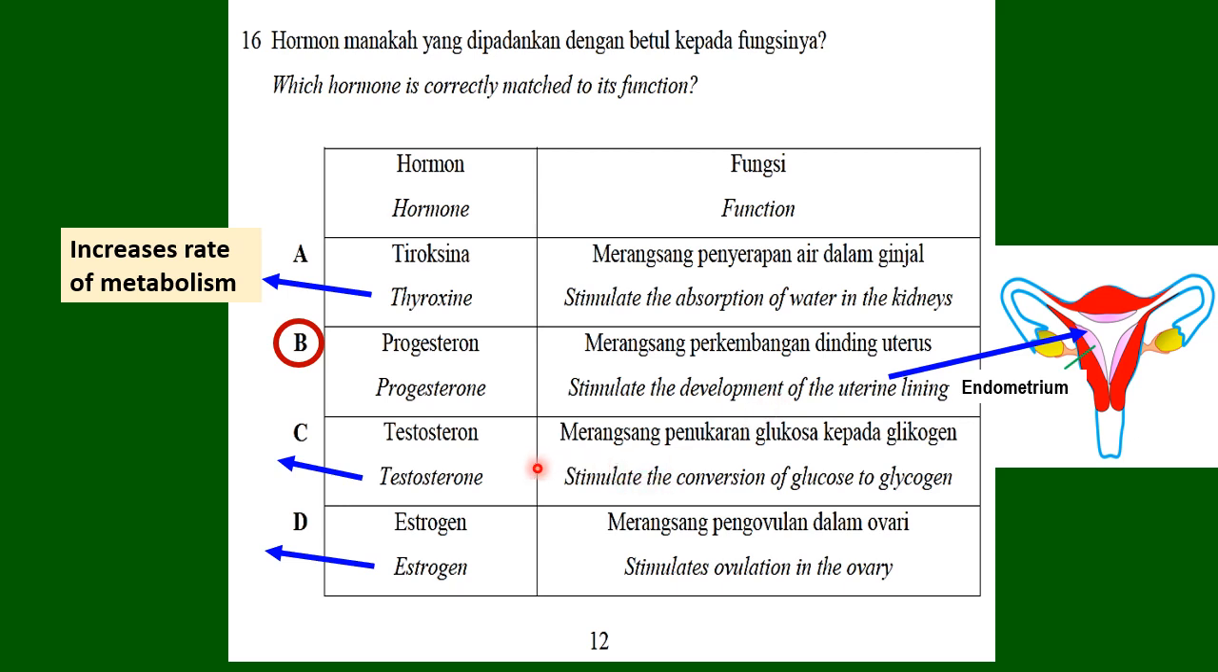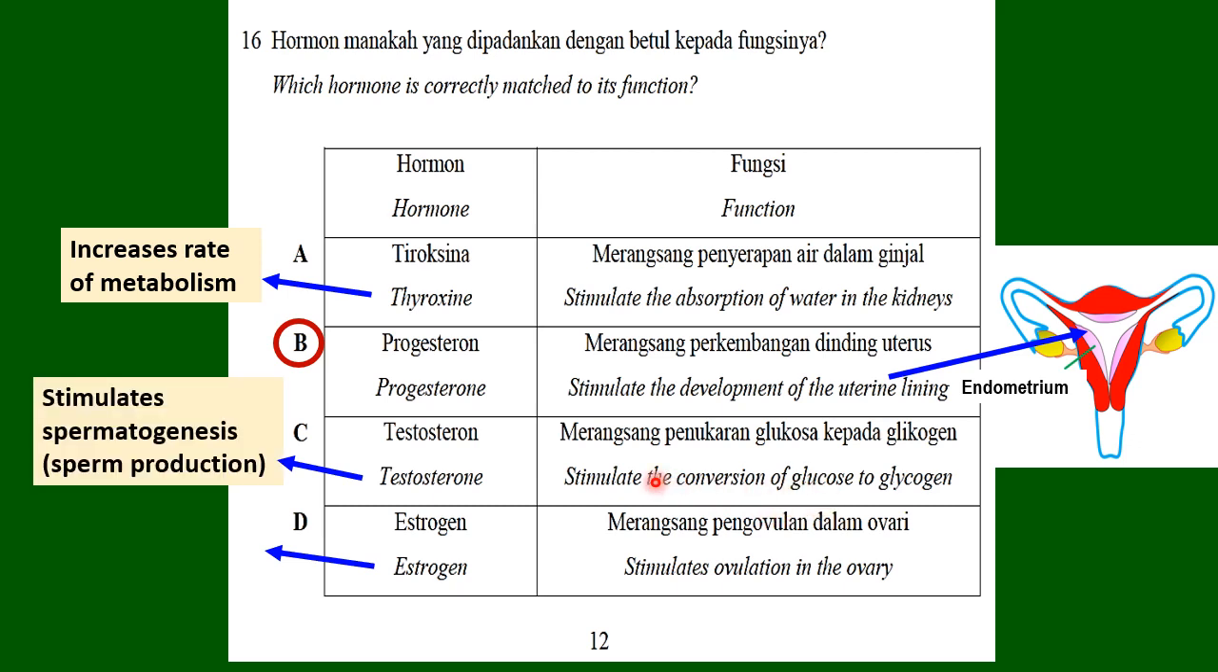Now let's go on to the others. Testosterone stimulates conversion of glucose to glycogen. Definitely wrong. Testosterone is responsible for stimulating spermatogenesis and development of the male secondary sexual characteristics, like the growth of mustache and so forth. The hormone that stimulates conversion of excess glucose to glycogen is insulin.